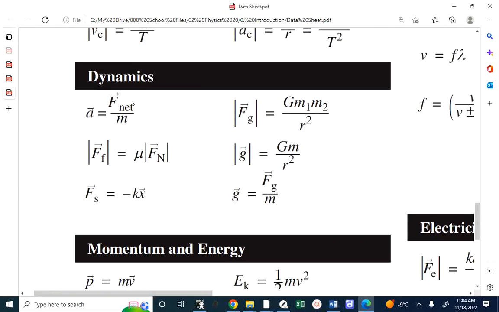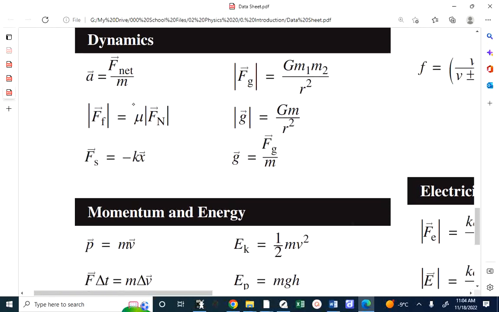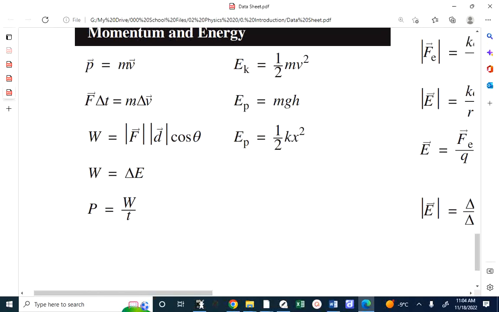This is under dynamics because, it's not. It's under momentum and energy because it has to do with energy. There it is. Work equals F d cos theta.